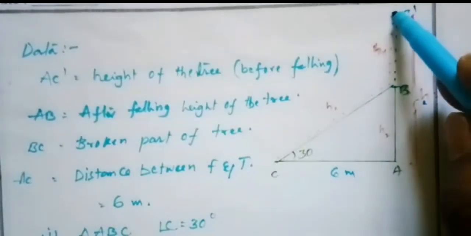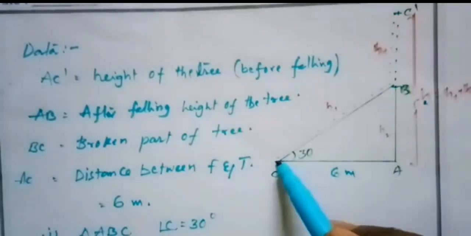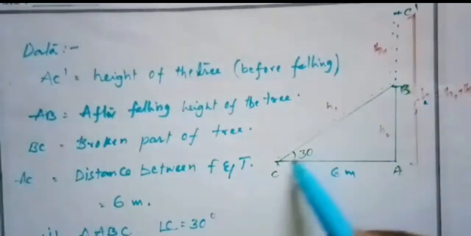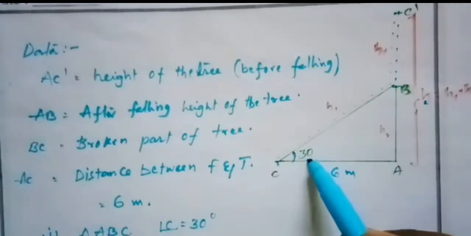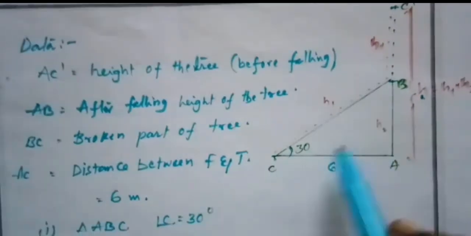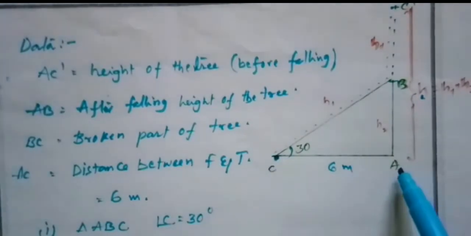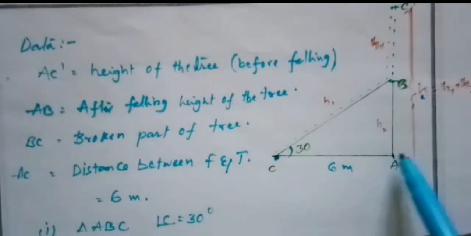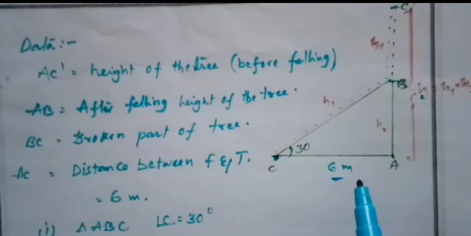B to C dash is broken and that broken part is landing on the earth. BC is the broken part of the tree. The angle here is 30 degrees. This is the total data given in the question. The broken part of the tree is landing at point C, and the length between the foot of the tree and the landing point equals 6 meters.